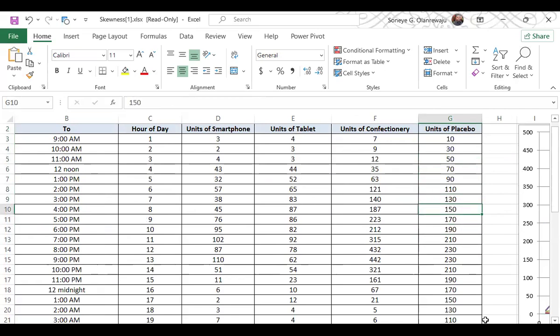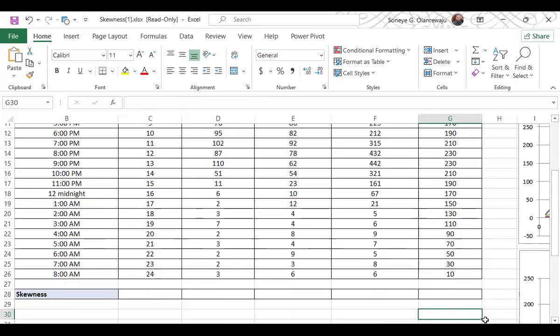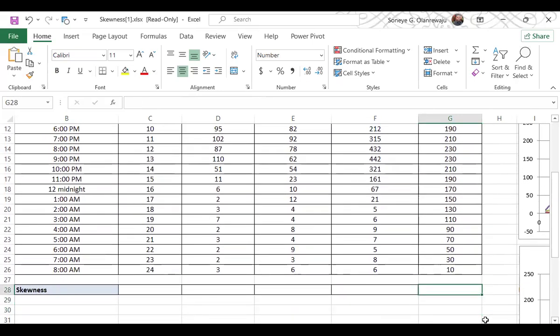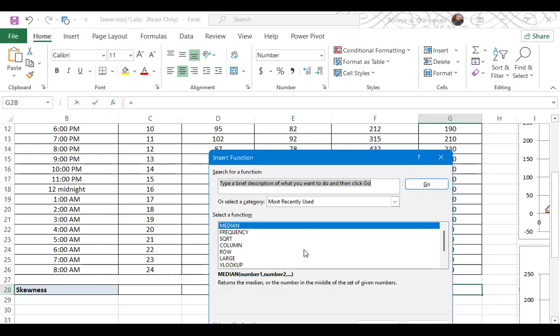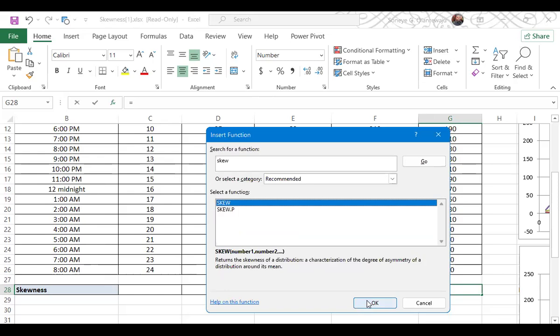Normally, the skewness of placebo is supposed to be zero according to the graph. So let's try to calculate skewness. To calculate skewness, there's a formula in Excel. So what we do is come here and search for skew. See SKEW here. Which one should we use? We can use either, but the one that returns zero is the first one, so let's choose the first one.